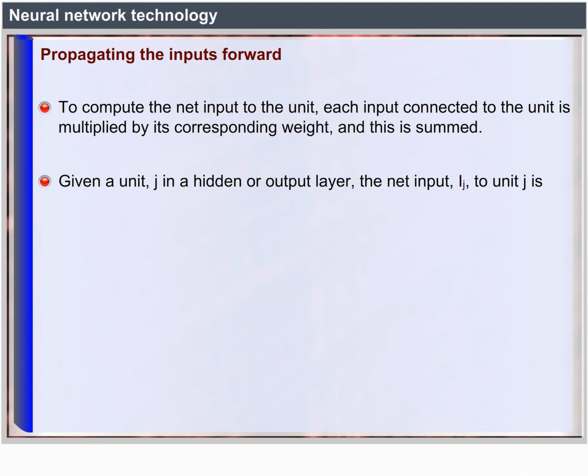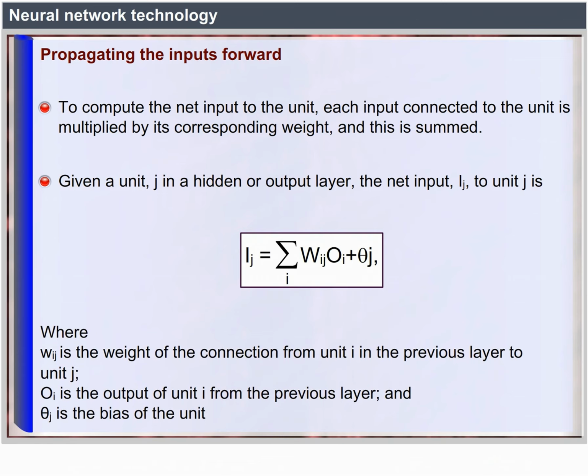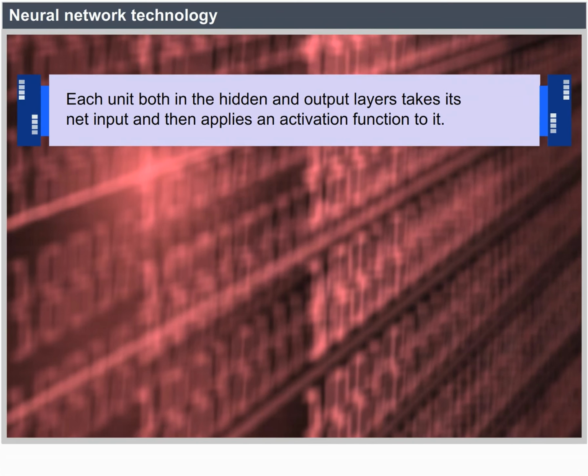j is Ij = Σi wij Oi + θj, where wij is the weight of the connection from unit i in the previous layer to unit j, Oi is the output of unit i from the previous layer, and θj is the bias of the unit. Each unit in the hidden and output layers takes its net input and then applies an activation function to it.